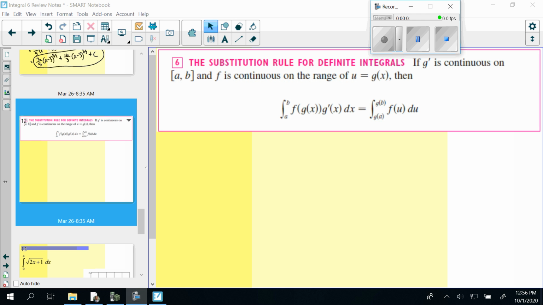All right, now we're going to look at how to do substitution with definite integrals. If you do it with definite integrals, you're going to have those limits there. So the key with doing those is we're going to do our substitution, but we also need to then change what those limits are to a function of u. Let's look at an example.